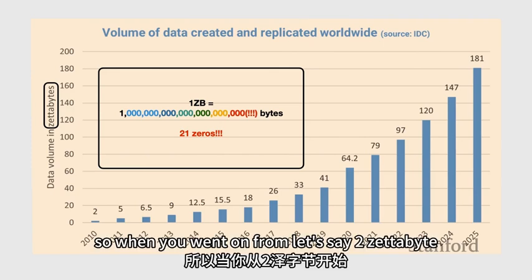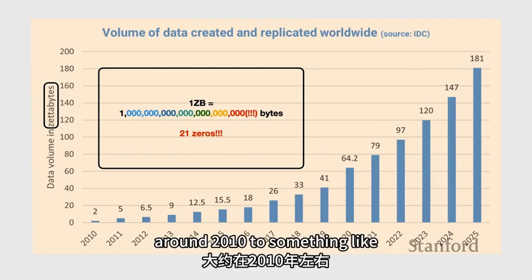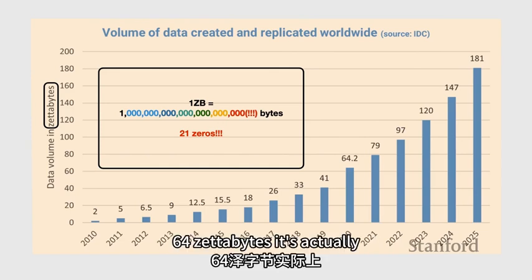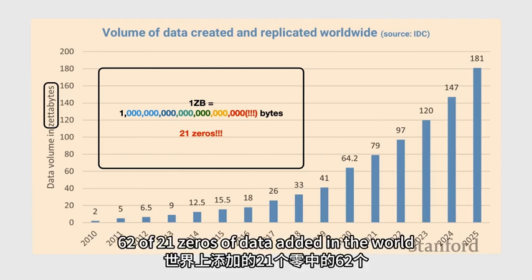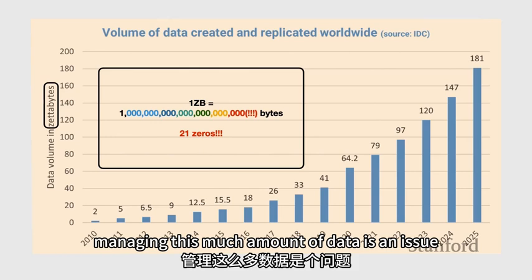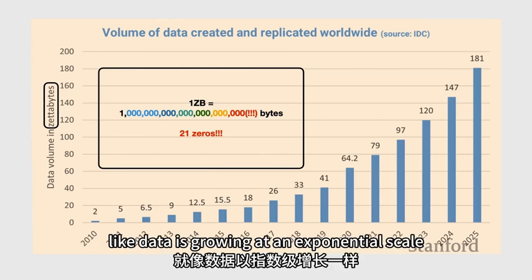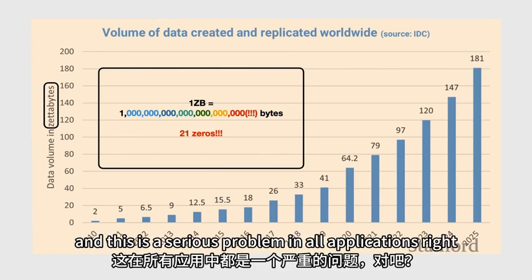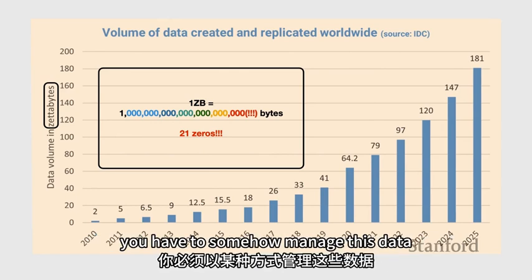So when you went from, let's say, 2 zettabytes around 2010 to something like 64 zettabytes, it's actually 62 times 10 to the 21 bytes of data added in the world. Okay? So clearly managing this much data is an issue. Data is growing at an exponential scale, and this is a serious problem in all applications. Right? You have to somehow manage this data.